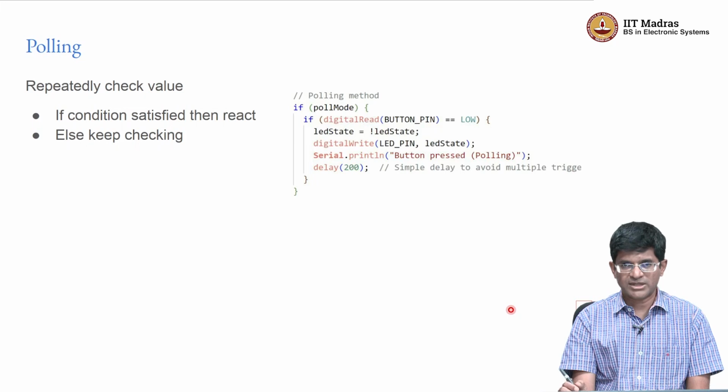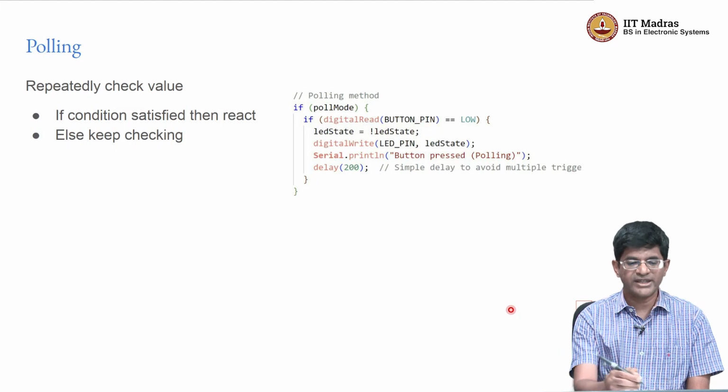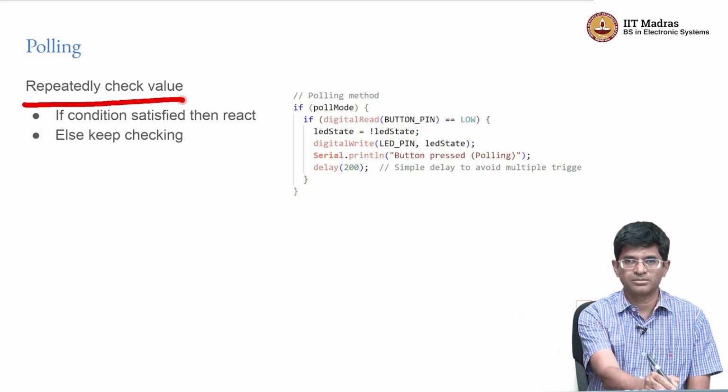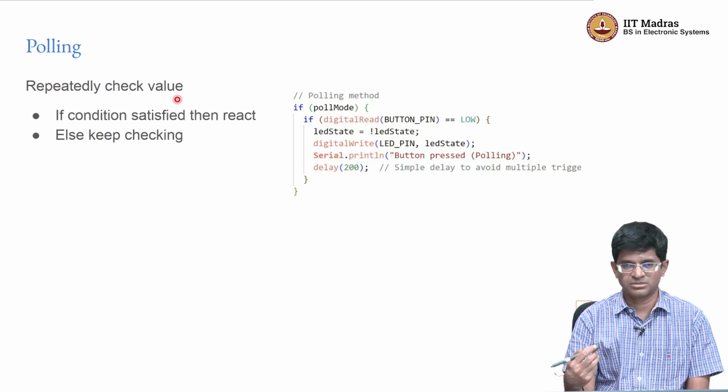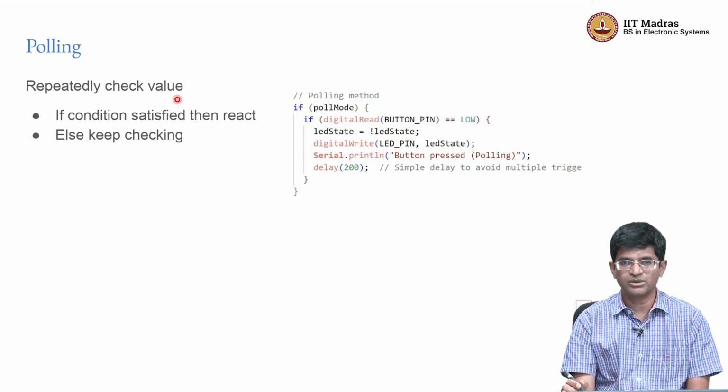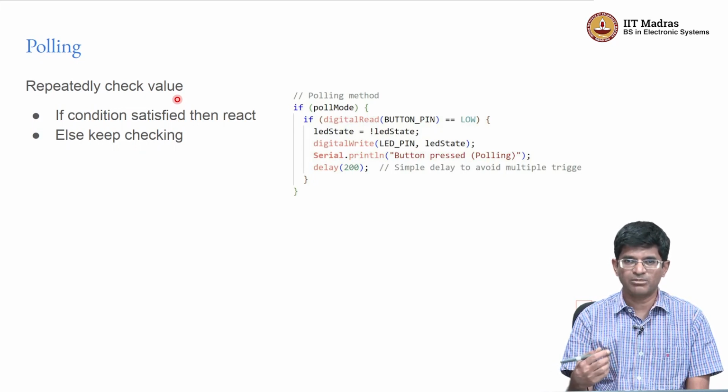So, the simplest possible approach would be something that is called polling. In polling, essentially what we do is we repeatedly check the value. All that we are doing is the simplest possible algorithm that you can think of: go check the value. If the condition is satisfied, then go ahead and do whatever was required. If not, I don't know what to do, I'll go back and check again. So, this is literally what we sometimes call busy waiting.